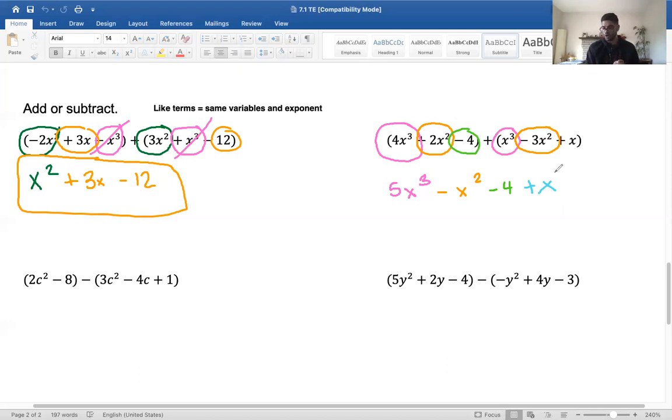Now, we're almost done. The only thing that I want to do is put this into standard form. The only thing that's really going to matter here is I'm going to switch the position of these two, because I want all my variables first, and I want my constant at the end.